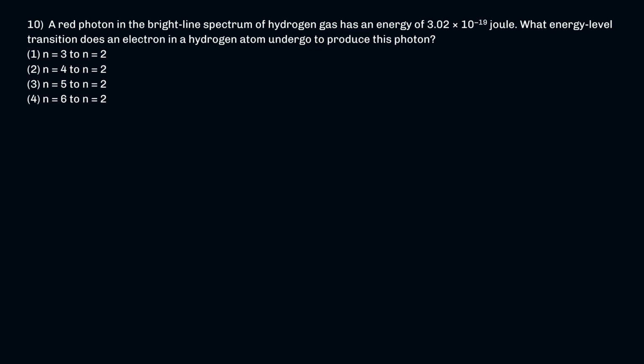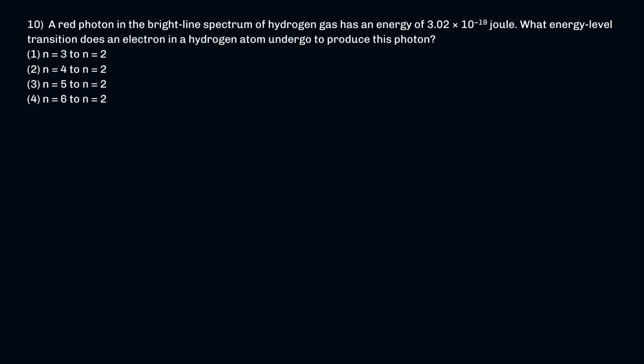So example number 10, where a red photon in the bright line spectrum of hydrogen gas has an energy of 3.02 times 10 to the negative 19th joule. What energy level transition does the electron in a hydrogen atom undergo to produce this photon? Okay, so there's a lot here, but I'm given energy and it's saying we're producing a photon, so I'm given an energy of a photon essentially.